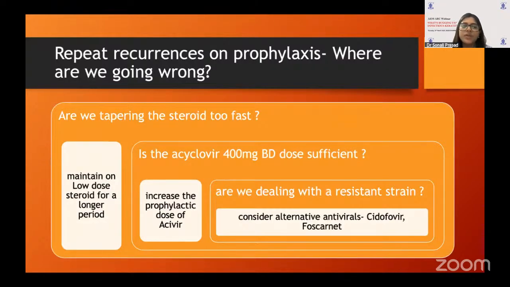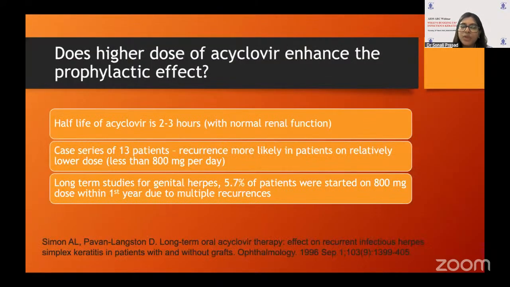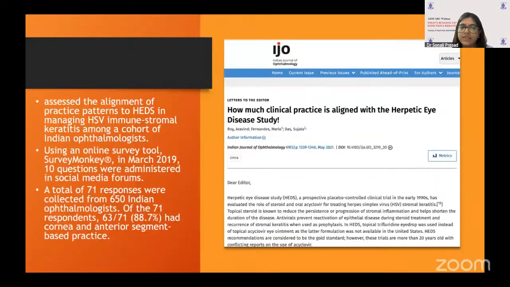And if you are getting recurrences in cases of viral keratitis, we must see whether we are tapering the steroids too fast, whether we are giving acyclovir at a sufficient dose, or whether we are dealing with a resistant strain. Although resistance to acyclovir is quite low, it is seen in immunocompetent patients, and some studies have recommended using acyclovir at a higher dose for better prophylaxis.